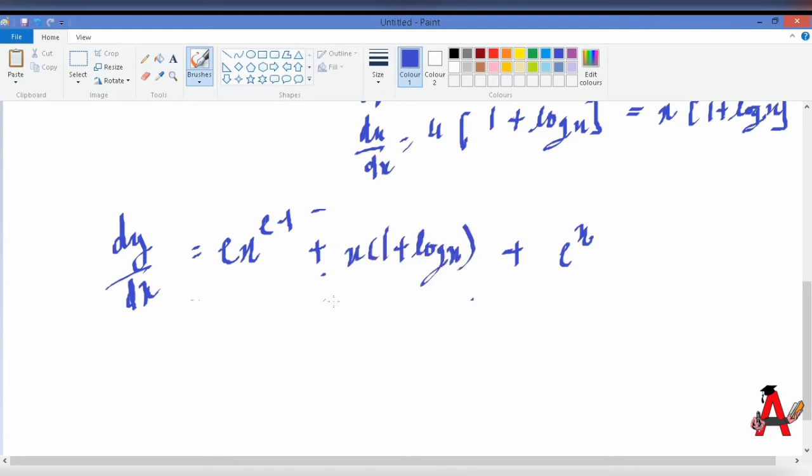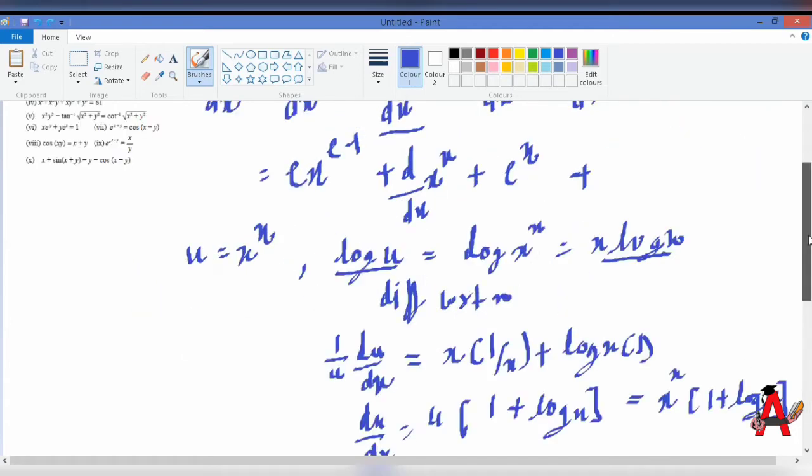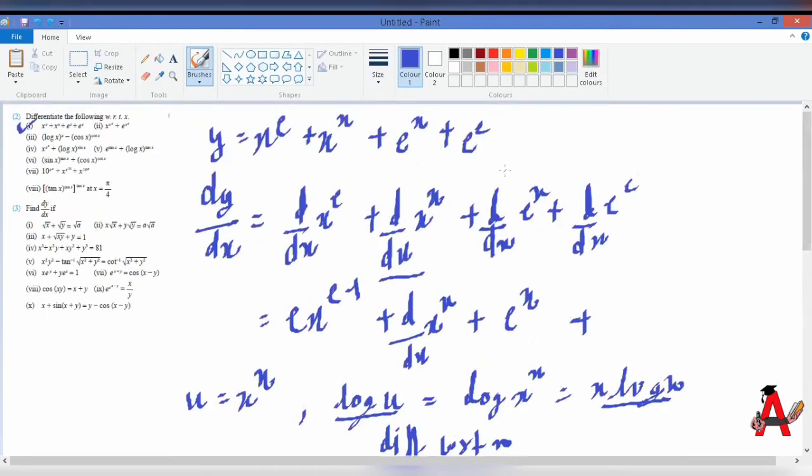So the answer to this question is x raised to x into x raised to e minus 1, x raised to x into 1 plus log x plus e raised to x plus 0. So this is how the derivative needs to be found out for this question. In similar ways you can find out all the other questions. The only difference is sometimes you will get 3 powers. So what do we do?